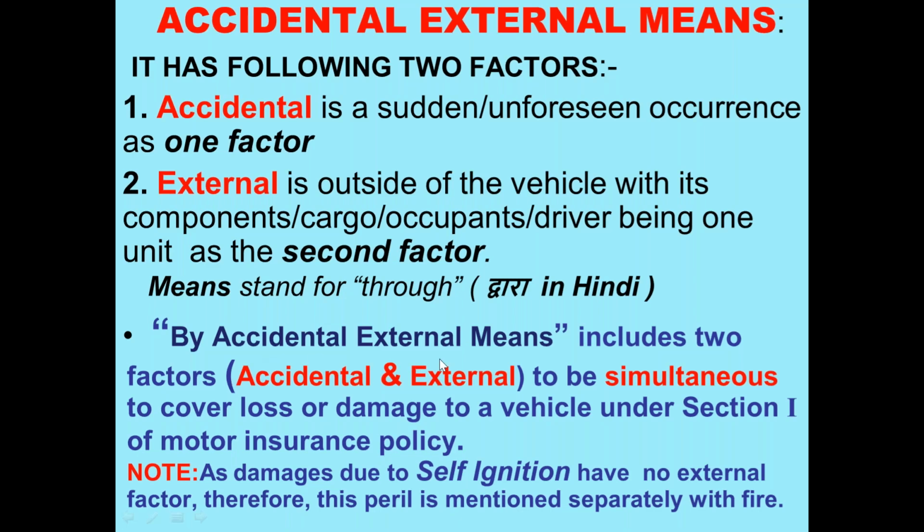By accidental external means includes two factors, accidental and external, to be simultaneous to cover loss or damage to a vehicle under Section 1 of the Motor Insurance Policy. Please note, as damages due to self-ignition have no external factor, this peril is mentioned separately with fire.